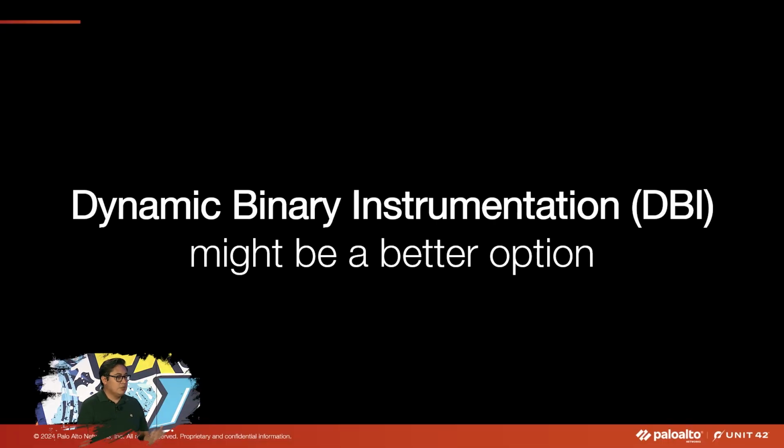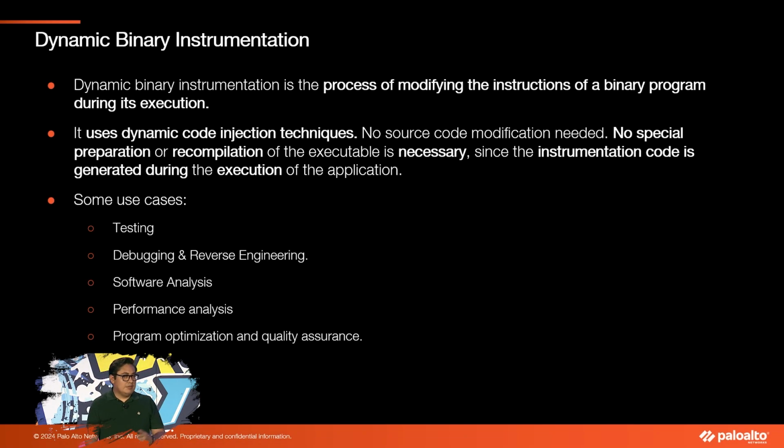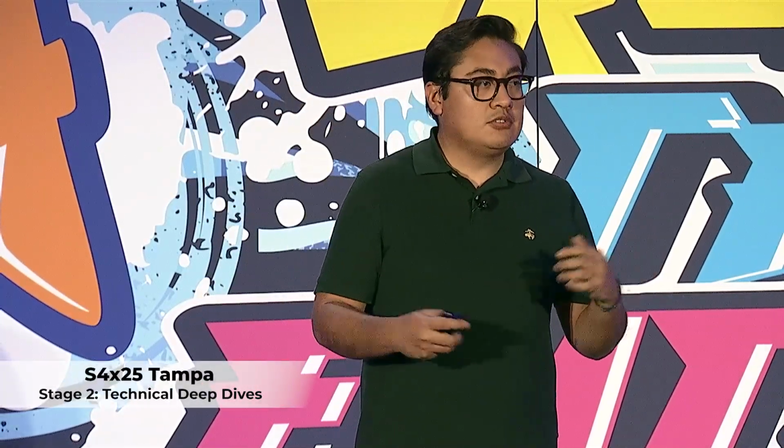So maybe we can take a different approach, which is dynamic binary instrumentation. Dynamic binary instrumentation is simply a way to inject code and modify the process that is running without having to have access to the source code, without having to recompile. You don't have to do anything to prepare that new binary. You just need your framework for instrumenting and hooking.